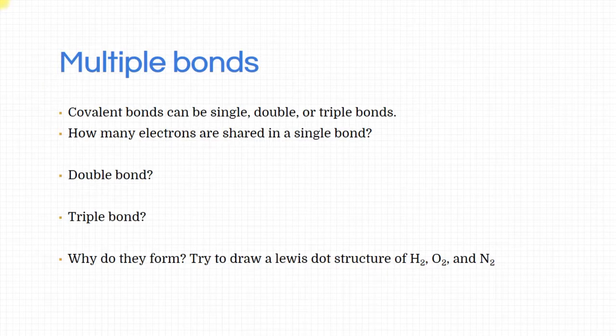Okay. So again, when we're thinking about multiple bonds, we need to understand that you can have a single bond, which is 2 electrons. You can have a double bond, which is 4. Or you can have a triple bond, which of course would be 6. 3 times 2 is 6. So a bond means 2 electrons.